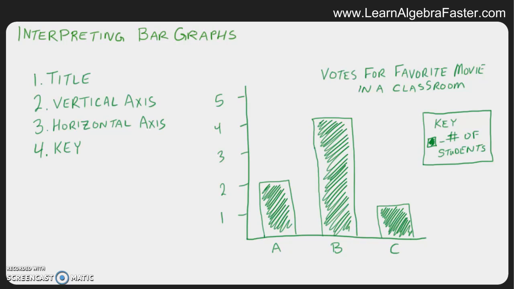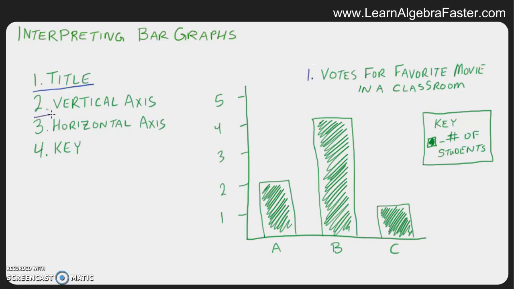So let's start with the very first part of the bar graph, and that is the title. The title of a bar graph is kind of like a summary of what you're looking for. So in this case, for this bar graph that we're showing, the title is right here. This is Votes for Favorite Movie in a Classroom. So just from the title, we know what we're counting. That would be the votes. And we know who is counting them. It's in a classroom, so we'll say that it's probably the students or whoever's in the classroom.